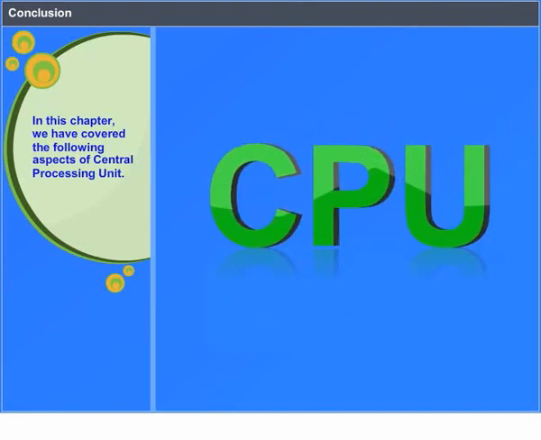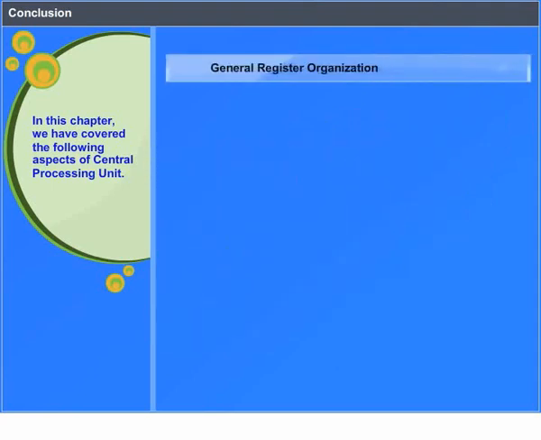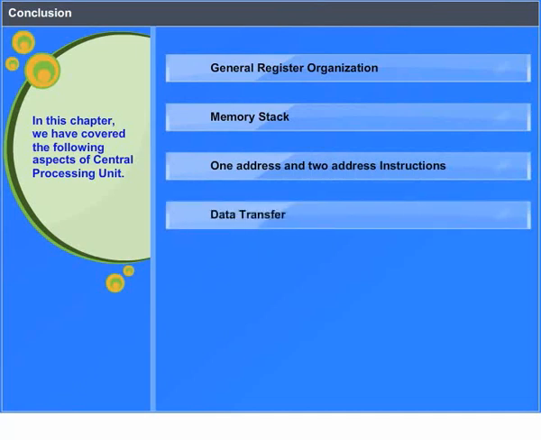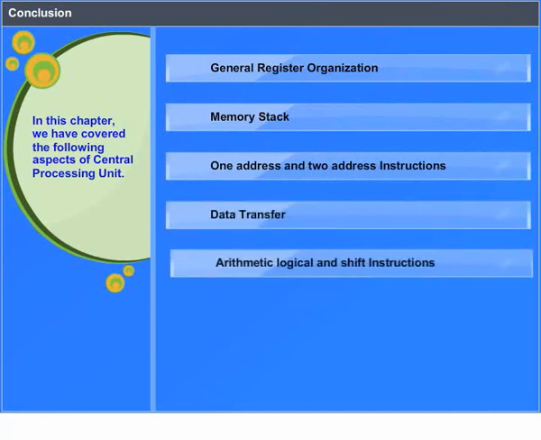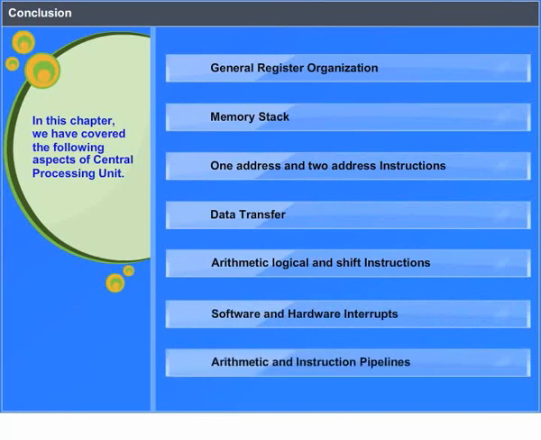Conclusion. In this chapter, we have covered the following aspects of the Central Processing Unit: General Register Organization, Memory Stack, 1 address and 2 address instructions, Data Transfer, Arithmetic, Logical and Shift Instructions, Software and Hardware Interrupts, Arithmetic and Instruction Pipelines.